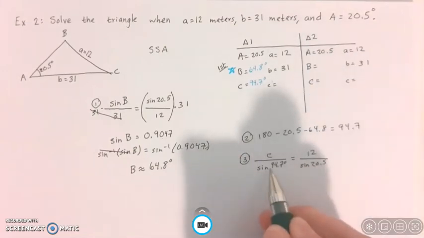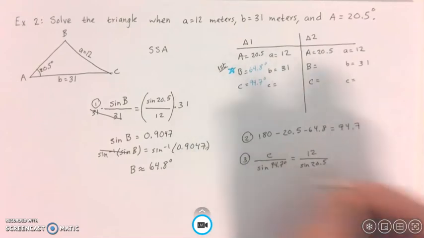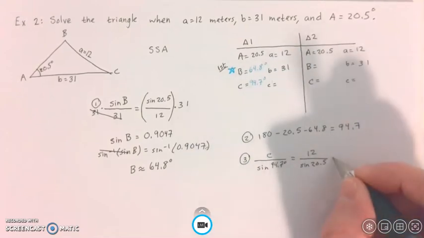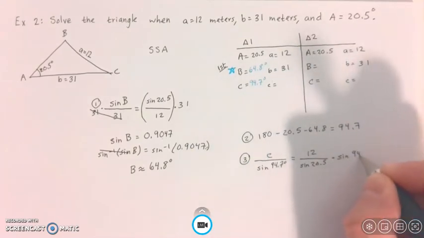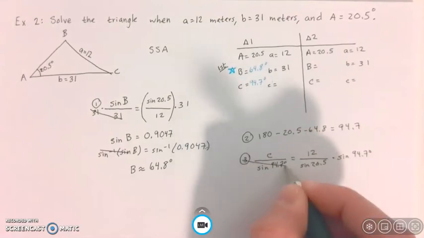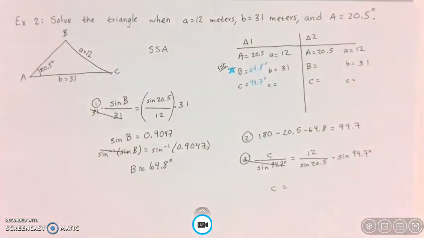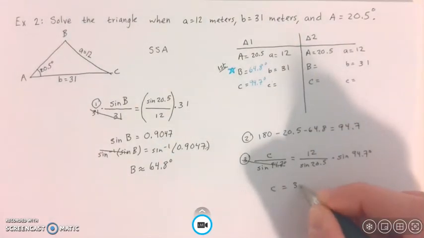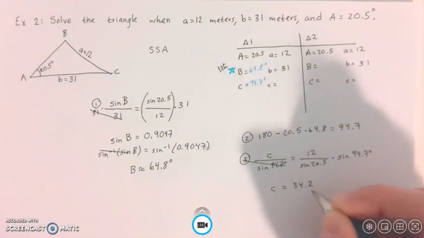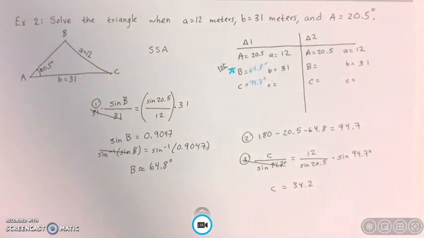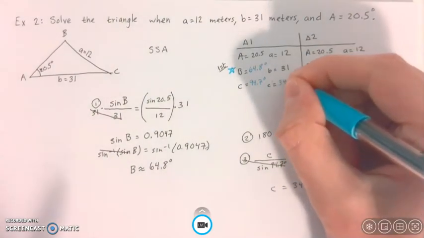Alright, so I'm going to multiply by sine of 94.7 on both sides. I don't really have any space here, but I'm going to go ahead and write it on this side. And I know that it would have canceled out here. So for side C, if I plug that into the calculator, I have 12 divided by sine of 20.5, and then I'm going to multiply by sine of 94.7. And I get approximately 34.2. So that solves the first triangle.